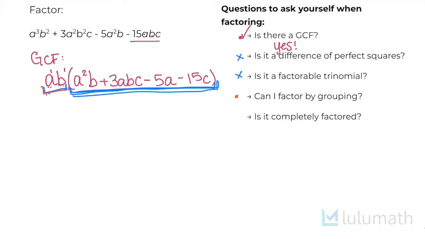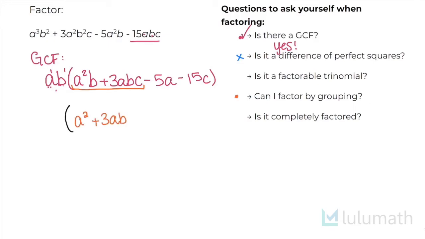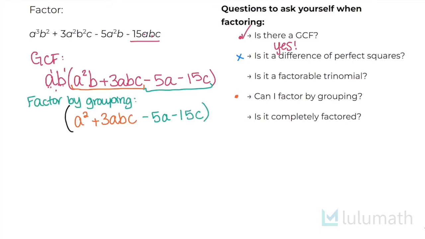If I look at my first factor, I can't factor that by grouping because it's just a monomial. But in my second factor, I have 4 terms, which means that I can group them together. I'm going to put a squared b plus 3abc together as one group. And then I will put negative 5a minus 15c together as another group. Now don't forget that you have to bring your GCF down, so don't forget to bring down that AB.